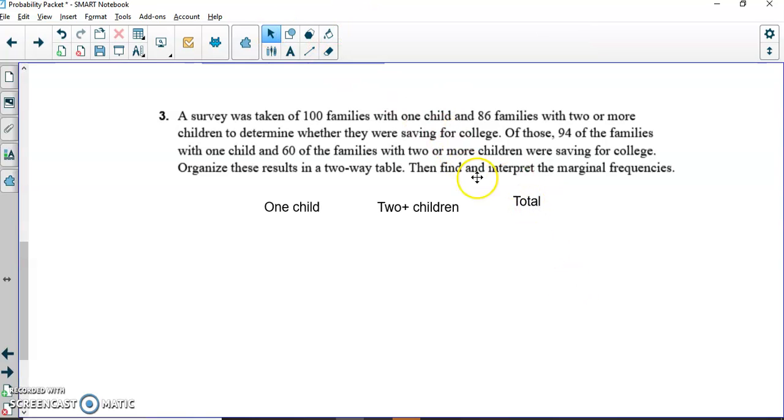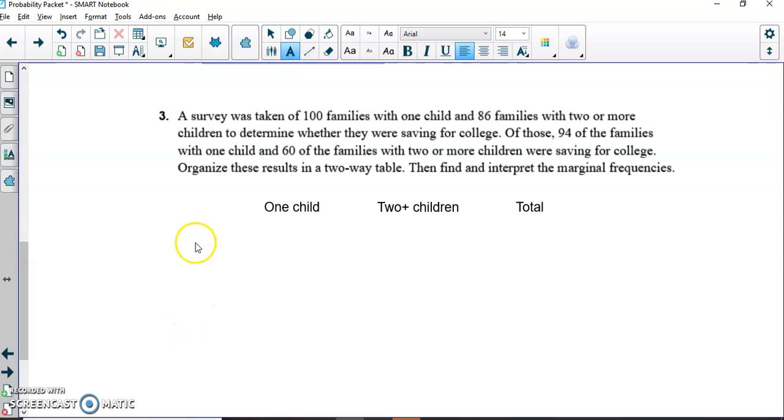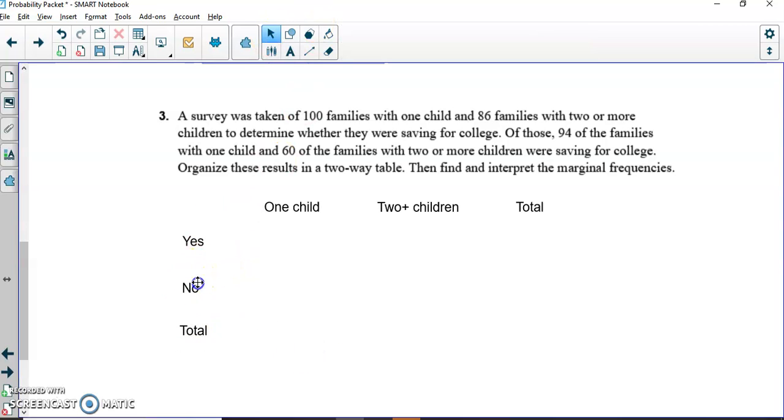Okay, so that takes care of that, but the other thing that we're looking at is not just who has how many children, we're looking at who's saving for college and who's not. So we're gonna make a yes saving for college row right here, a no, not saving for college row right here. And then once again, we need a total down here. Okay, so that's what that should look like.